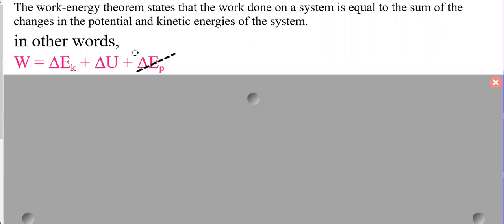Basically what that means, and I've crossed it off, but I left elastic potential energy on there. We're talking about the work energy theorem, which states that the work done on a system is equal to the sum of the changes in the potential and kinetic energies of the system. So in other words, you could be talking about how your overall change in kinetic energy when added to your overall change in gravitational potential energy is going to be equal to the work done.